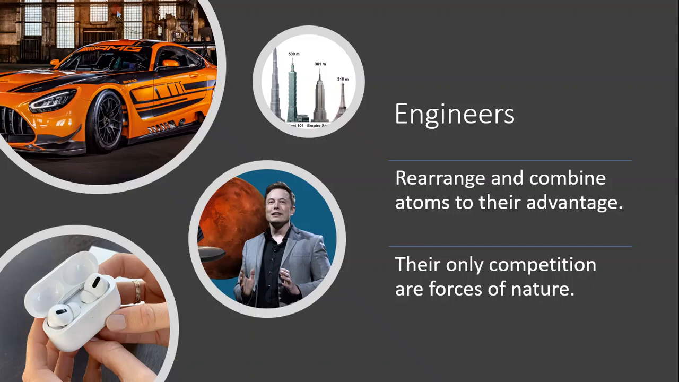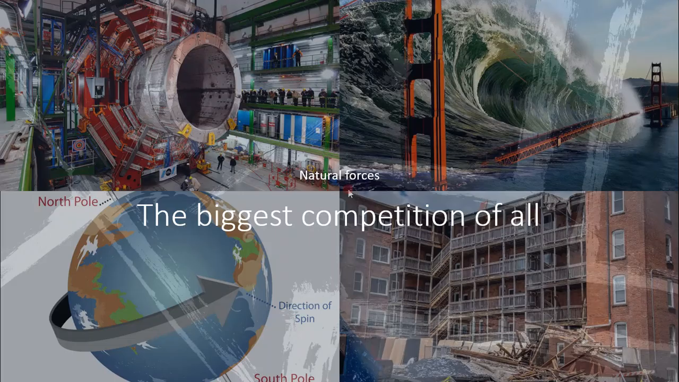Their only competition are forces of nature, because I'm not sure if you're aware of this, but AirPods don't spontaneously form in the middle of the desert and somebody collects them. Mercedes actually don't grow on trees, and anything Elon Musk sends into space isn't grown naturally in the ocean or anything. He actually has to figure out how to manipulate atoms and send something into space. And the same thing goes for essentially anything which is quote-unquote unnatural.